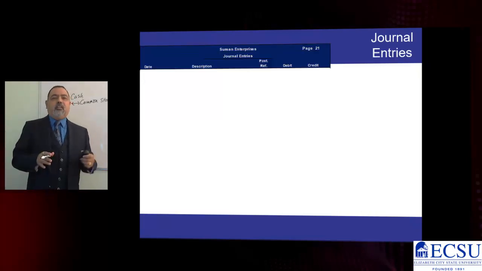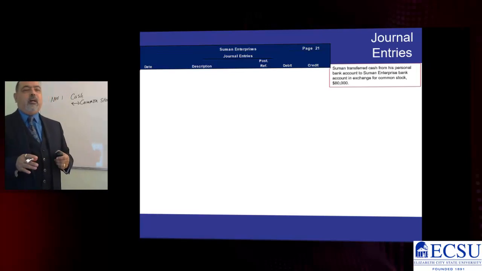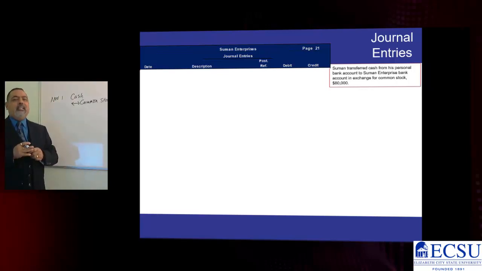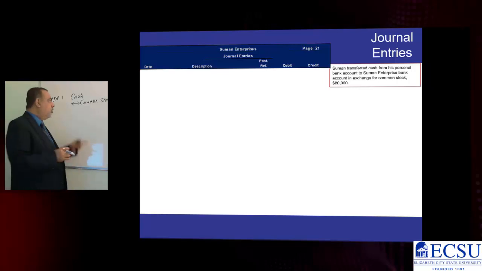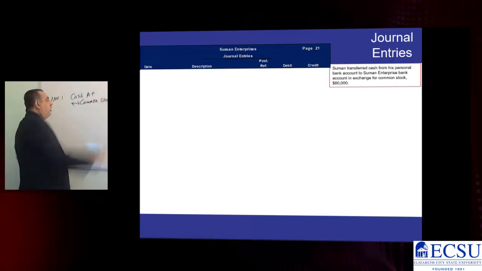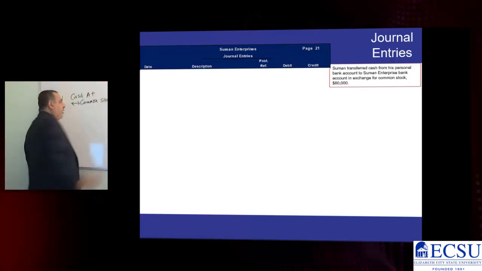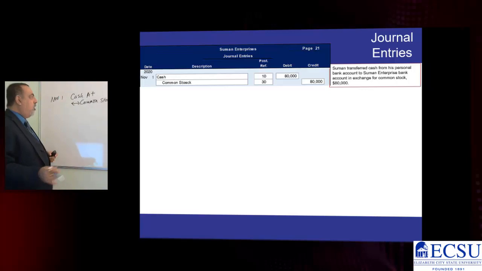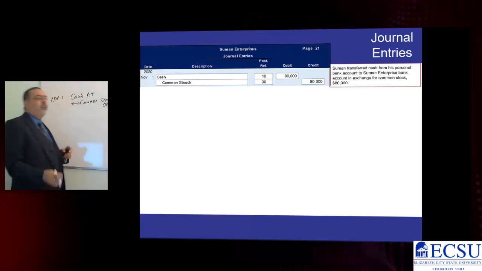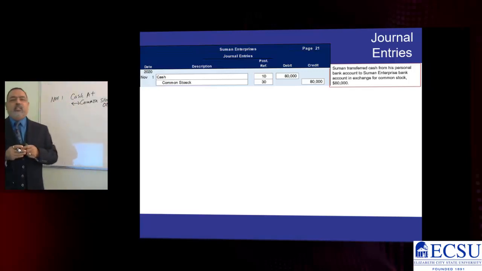In the first journal entry, what we are going to do is analyze it. Now, the analysis part is Suman transferred cash from his personal bank account to the company's account in exchange for common stock. So, as you can see, cash and common stock. Cash is an asset, it is increasing, therefore, it will be debited. And common stock, of course, is owner's equity, and it is also increasing. Whenever owner's equity increases, we credit it.